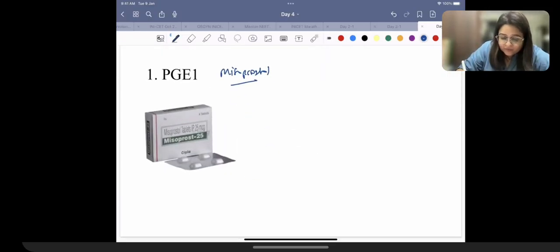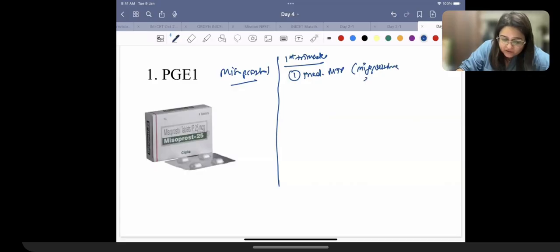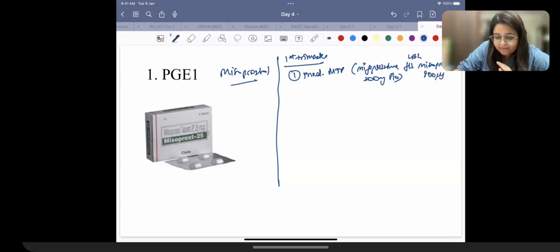ठीक है. Now, what are the uses of misoprostol? So let's start with the first trimester. First trimester में where do we use misoprostol? We use it in medical MTP, है ना? We use misoprostol along with which drug? Mifepristone. ठीक है. So mifepristone we give 200 milligram orally, followed by misoprostol 48 hours later. ठीक है. So 48 hours later, misoprostol we give 800 microgram either vaginally or orally.